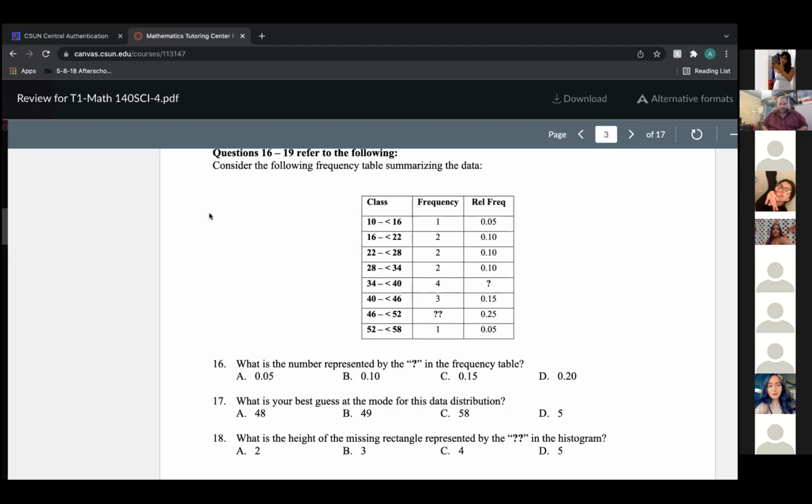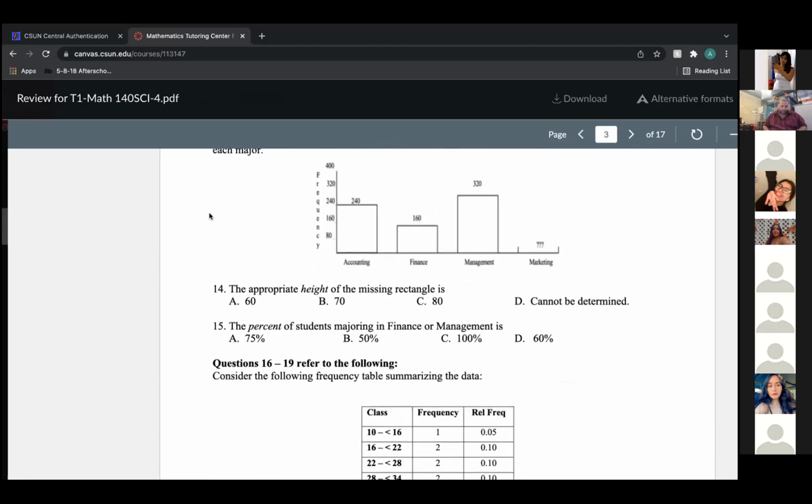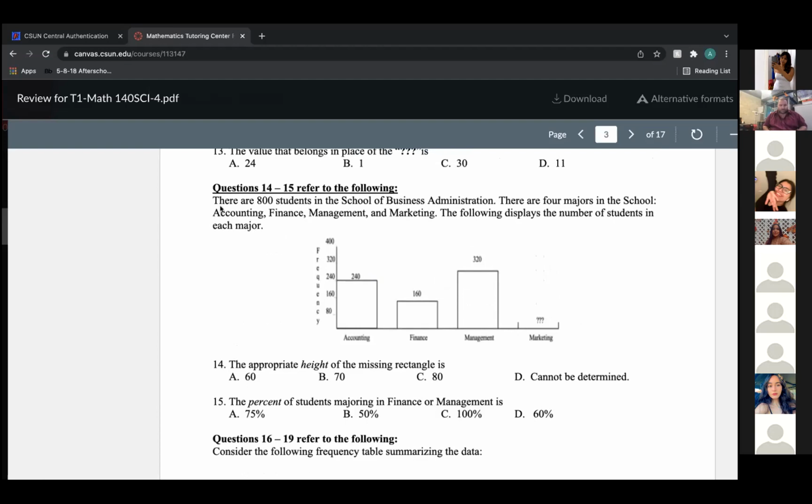All right. I have a question, taking it back to number 15. You said there was 480. Where exactly did you get 480 for number 15? The answer would be 60%, but I didn't understand how you got to 60%. Well, it's asking for the percent of students majoring in finance or management, correct? Uh-huh. How many people are majoring in finance or management? Count them. 160. 160 is for finance, but what about management? Oh, okay. Got it. Thank you.